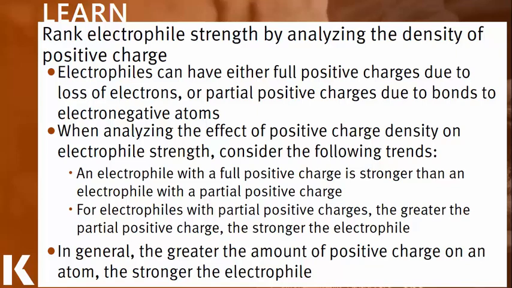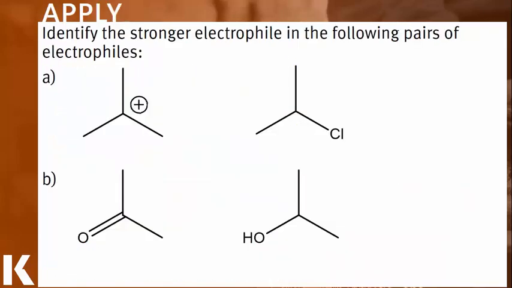And the first thing we want to consider here is how the positive charge is distributed about our electrophilic atom. The strength of an electrophile just tells us how fast it's going to react with a nucleophile. Faster reaction means stronger electrophile. Also remember when you're ranking electrophile strength that any molecule with a full or partial positive charge could be an electrophilic atom. So let's do some examples.